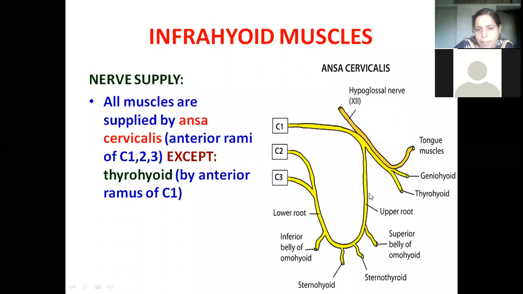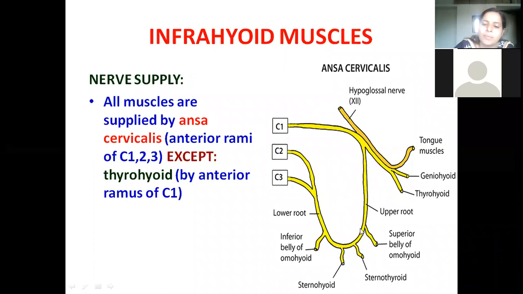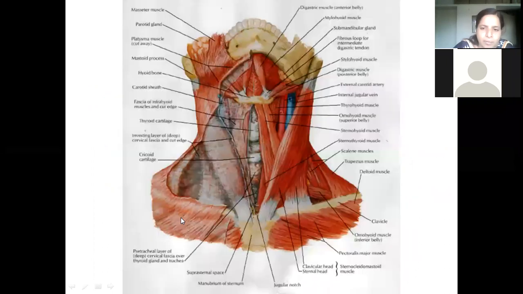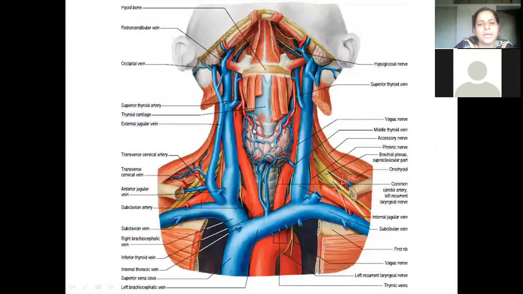You see this is the upper root and this is the lower root, and you can see all the muscles like the superior belly of omohyoid, nerve to sternothyroid, sternohyoid and inferior belly of omohyoid. Everything is being supplied by ansa cervicalis. Now see, this is our anterior triangle, the muscular component of the anterior triangle. This is our carotid sheath, which is hidden. If you remove this carotid sheath, you will see the structures, common carotid artery, internal jugular vein. The structures have been dissected very neatly here.